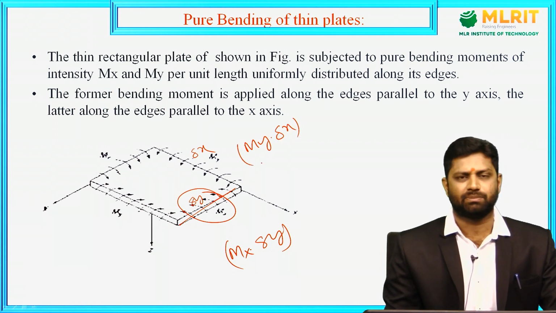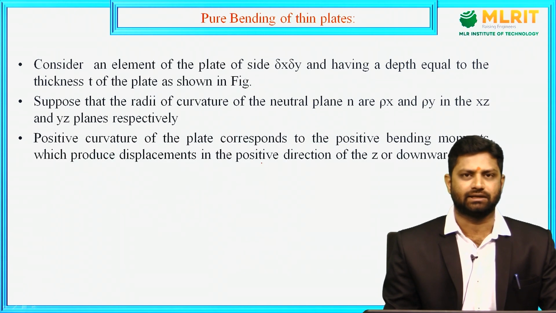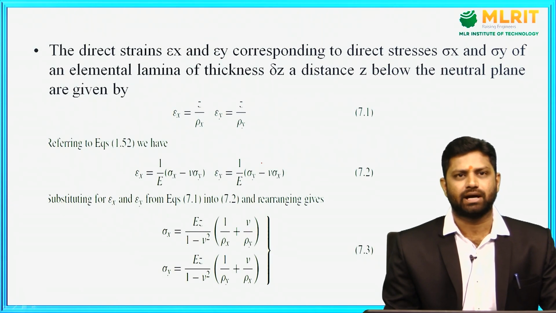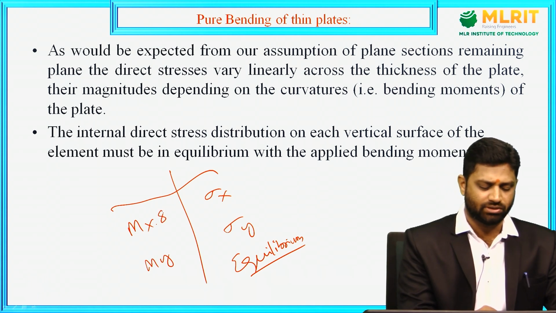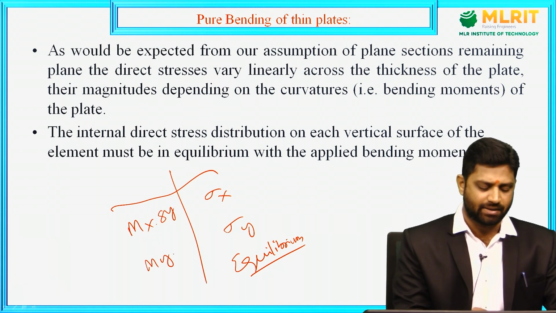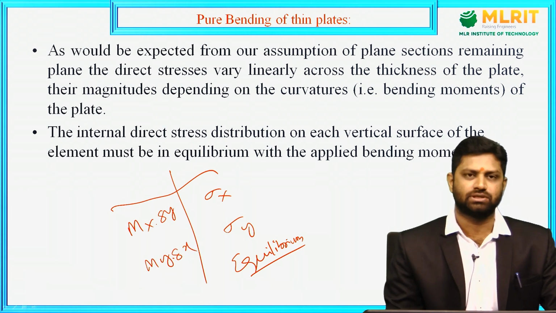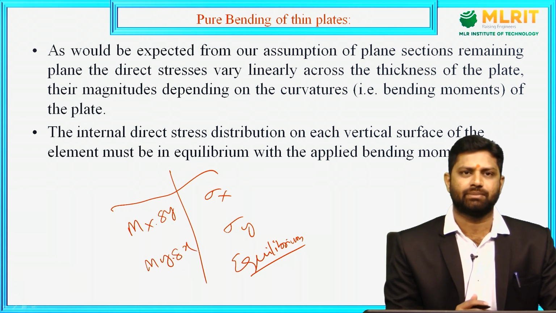Okay, by multiplying with respect to the length on which it is acting. So now going back to this derivation, we have to write Mx into delta y and My into delta x. These are the applied bending moments because of Mx and My, on the left side of the equilibrium equation.